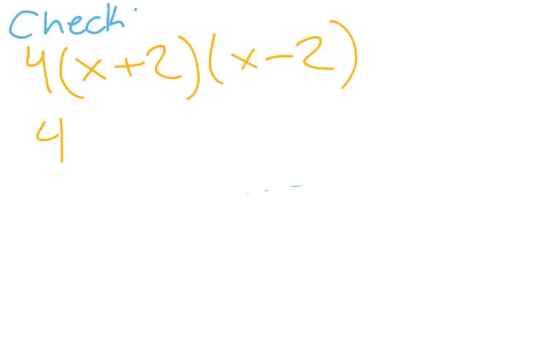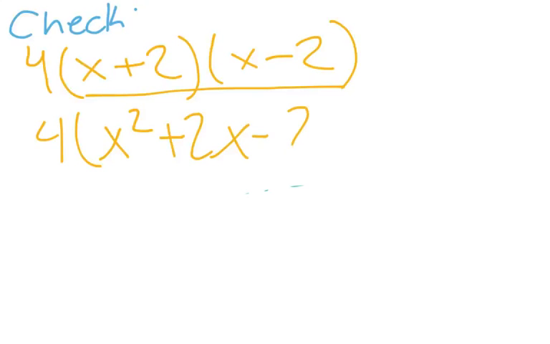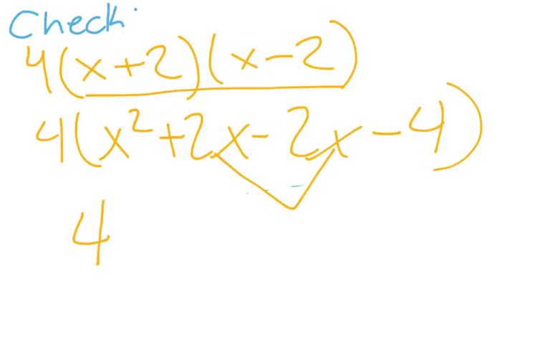So let's check. Now you just bring down the 4 and then put everything together. So it's going to be 4 parentheses x squared plus 2x minus 2x minus 4 parentheses. Don't forget to put the parentheses. It's really important. Now you have to combine like terms. So these are it. So now you have to bring everything down again. So it's going to be 4 parentheses x squared minus 4 and then parentheses.